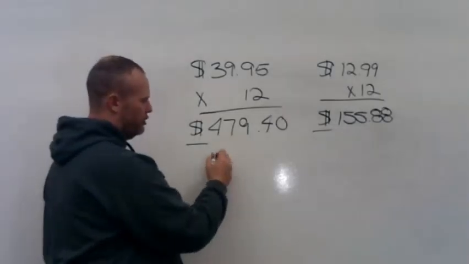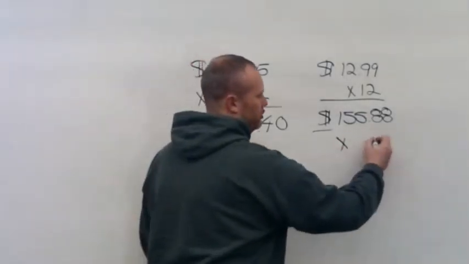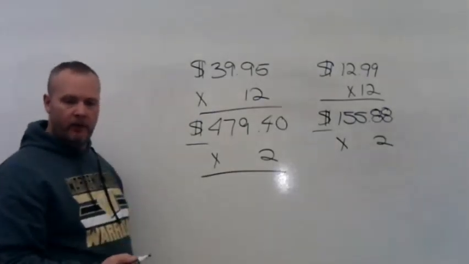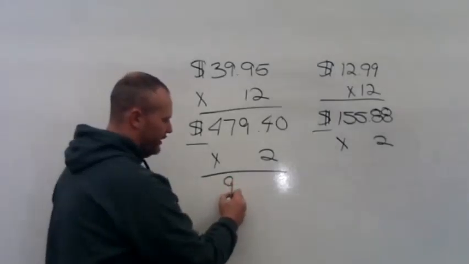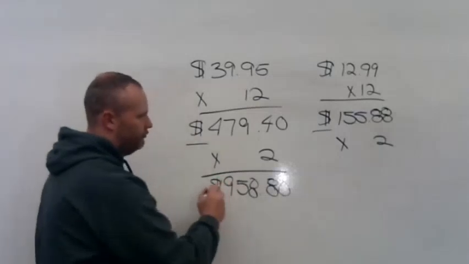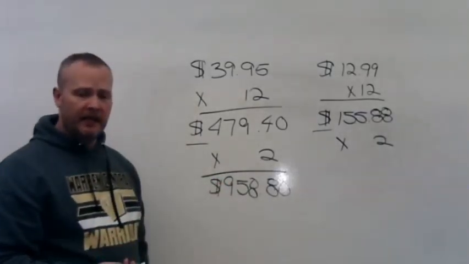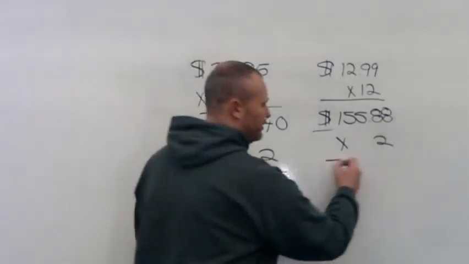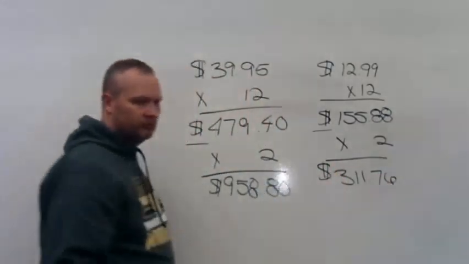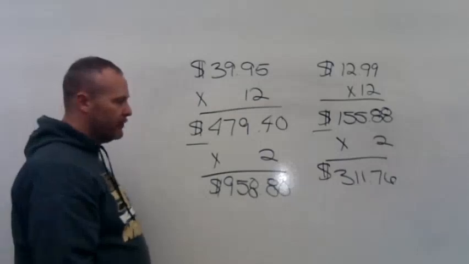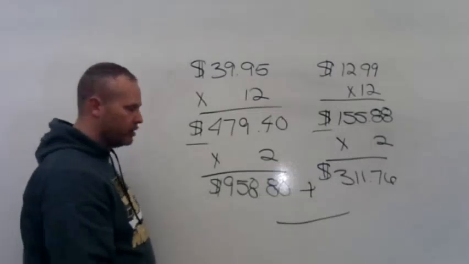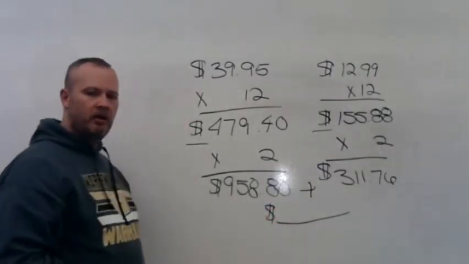So we'll multiply both by 2. And $479.40 multiplied by 2 is $958.80. And then 155.88 multiplied by 2 is $311.76. What we'll do next is add the 2, and then your answer from there is what you will select on the quiz.